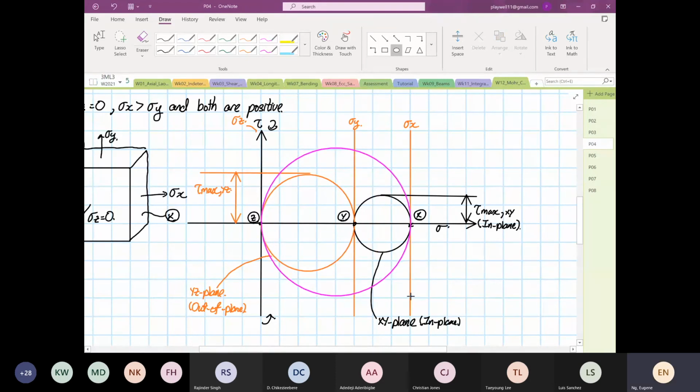Now, before I will say this. Now, this is our what? This is our YZ plane. So this is also out of plane. Now, you guys now know what is in plane and out of plane. But do you all know how we label this? Why is this XY plane? Anyone?